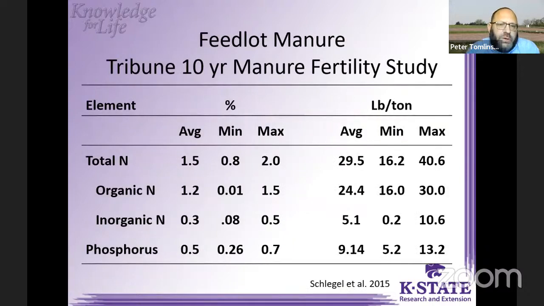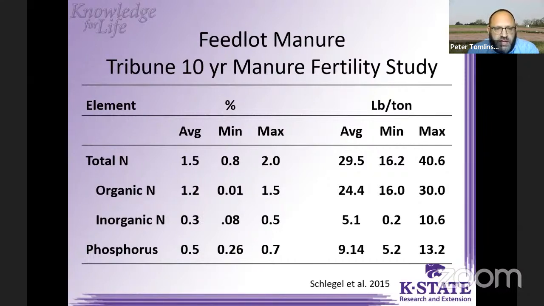One of the questions that I frequently get, either phrased as a question or a challenge with manure, is that it's highly variable. And so I had an opportunity to dig back through some work that Alan Schlegel had done at Tribune, who conducted a 10-year fertility study with different manure sources. What I've pulled together here is just a look at that variability over the 10 years. If we look here, and we'll just talk in terms of tons per acre, in terms of total nitrogen, 29.5 was the average, and that ranged between 16.2 and 40.6 pounds of nitrogen per ton.